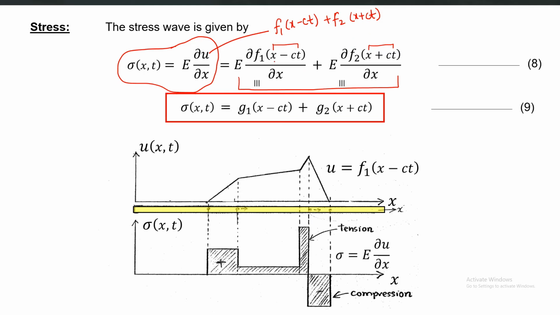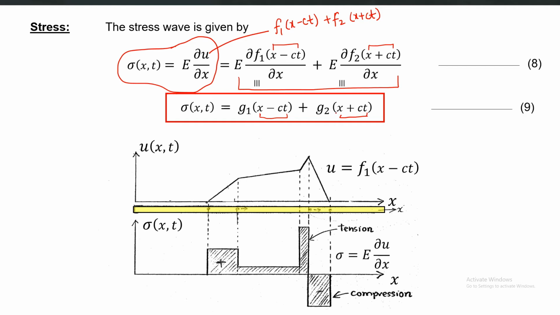So this is partial over partial x of the first function, but the resulting function will also be a function of x minus ct. Similarly, for the second term, whatever you will get, it will still be a function of x plus ct. You take partial over partial x, but the function variable will still remain the same. So stress again will have the same form, that it will be one function, some g1, which is a function of x minus ct, plus another function g2, which is a function of x plus ct.